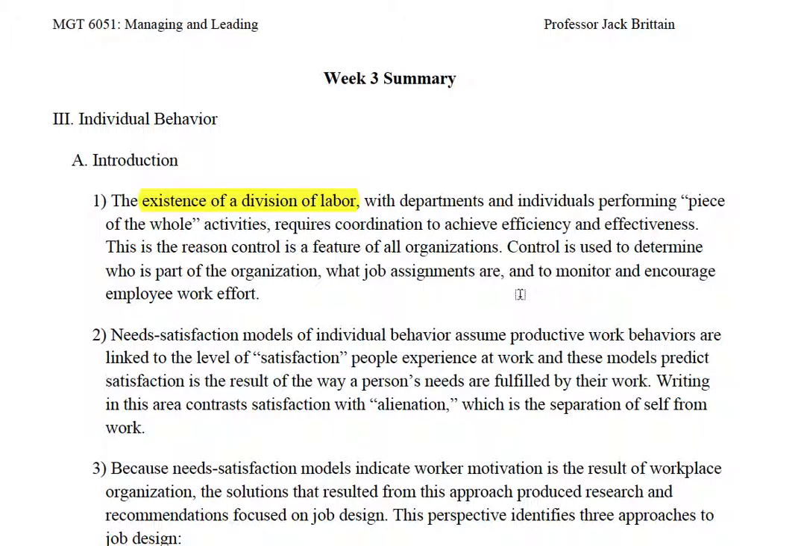a division of labor. And the division of labor is characterized by people doing different pieces of the whole. So how do we manage, with all these people doing pieces of the whole, to achieve efficiency and effectiveness? We need to exercise control. We have to have control over basically who's part of the organization, what the job assignments are, and then also to monitor and encourage employee work behavior.